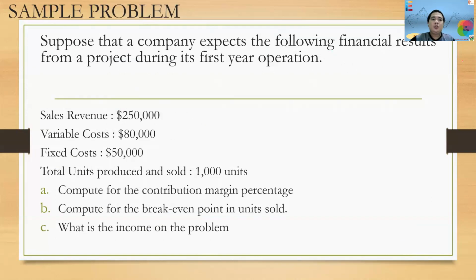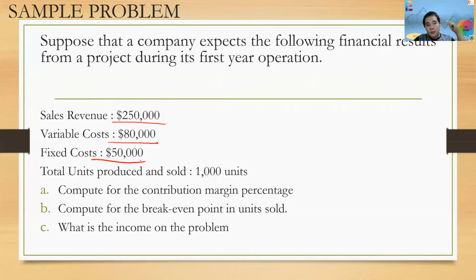Next problem. Suppose that the company expects the following financial results from a project during its first year of operation. Sales revenue is 250,000, variable cost is 80,000, fixed cost is 50,000. The total units produced and sold is 1,000 units. Letter A, compute for the contribution margin percentage. Letter B, compute for the break-even point in units sold. And what is the income on the problem?